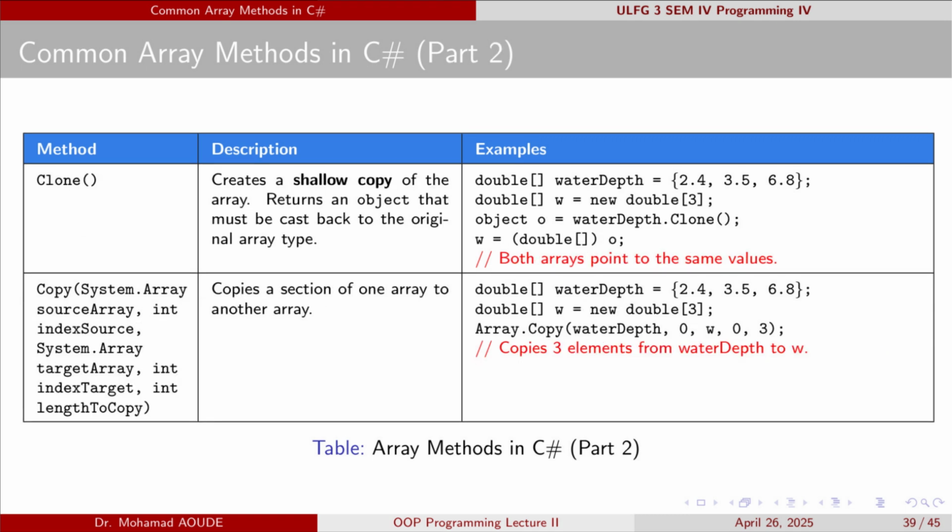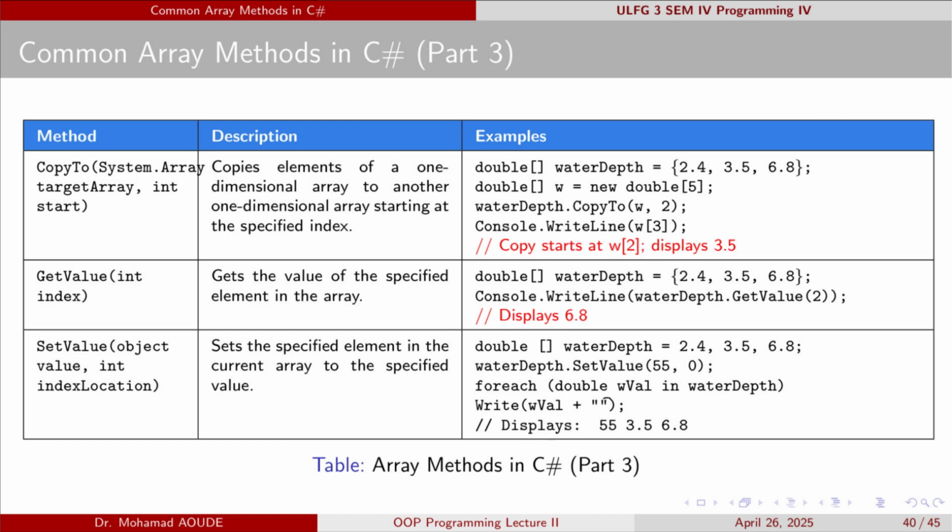Now, let's explore Clone and Copy. Clone creates a shallow copy of an array, returning an object which you then cast back to the original type. This is useful if you want a duplicate but still share references for non-primitive types. Copy is a bit more precise. It allows you to copy specific elements from one array to another, controlling the starting points and length of the copied section. It's a vital tool when working with subarrays or merging arrays.